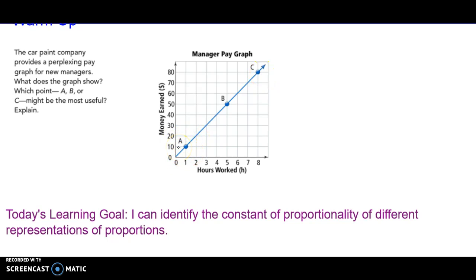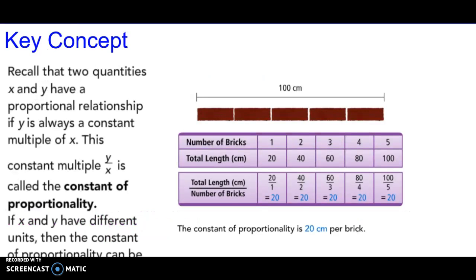So that's kind of what we're looking at today. When we see this unit rate, that gives us our constant of proportionality. We're going to earn $10 every hour. So let's check out some more examples.